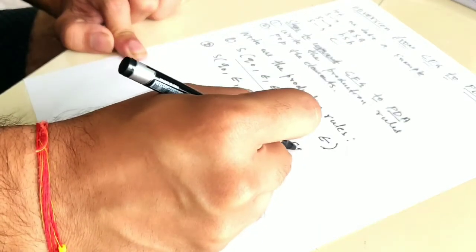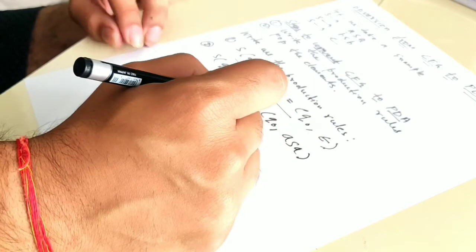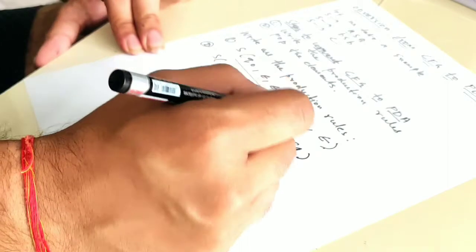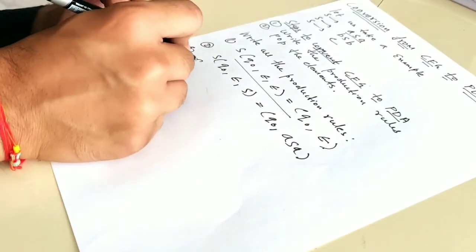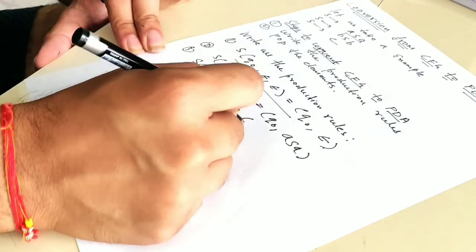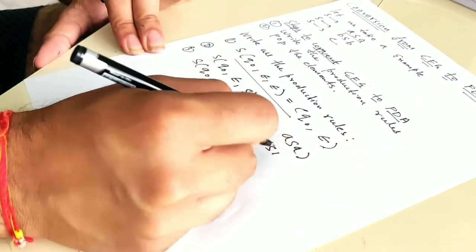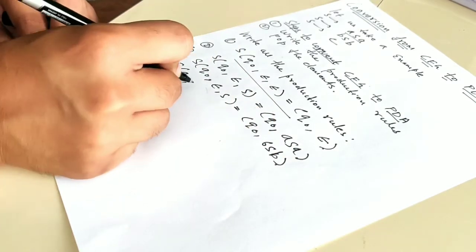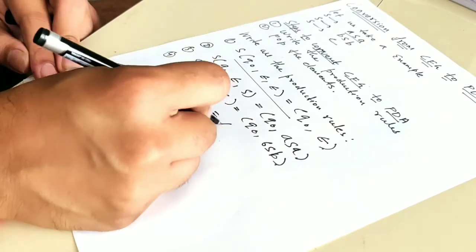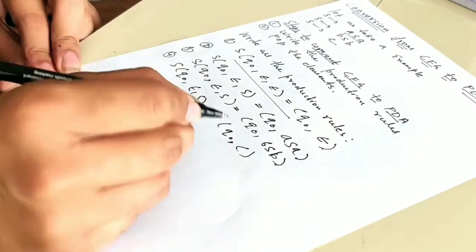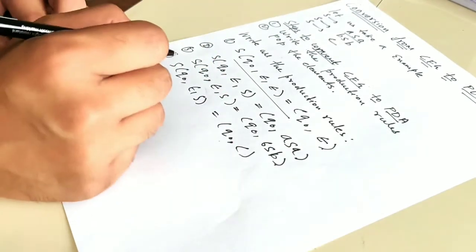So for S, q naught, epsilon, in place of epsilon, we write S is equal to q naught, and the value is ASA. So now we have taken the top of the stack. In this second production rule, we have taken the top of the stack. Similarly, we will write for the third one S comma q naught comma epsilon, S is equal to q naught comma BSB. And similarly for the fourth one, S, q naught comma epsilon, S is equal to q naught, C. So we have written all the production rules.